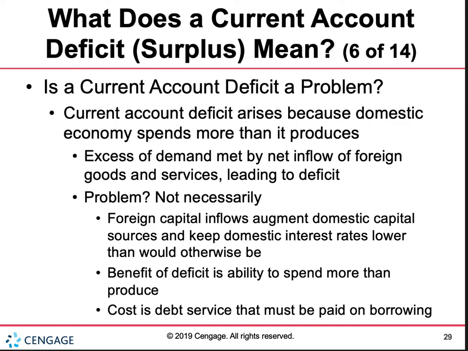Now, the benefit of the deficit is the ability to spend more than we produce. The cost is debt service that must be paid on borrowing. So that's the biggest issue. We have to pay back these loans, these securities, these bonds when they mature. And in order to get that money, you have to have that money. So in that case, we usually end up borrowing.